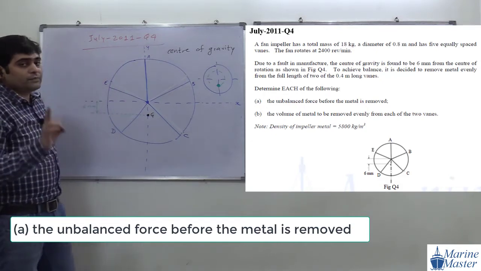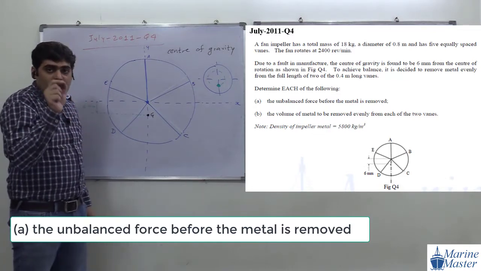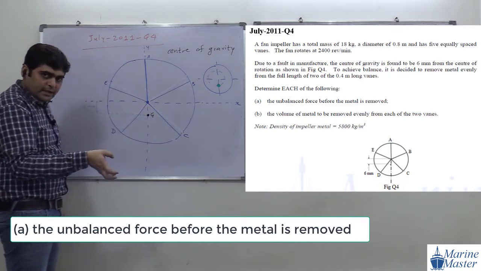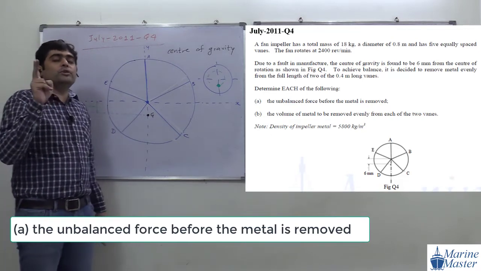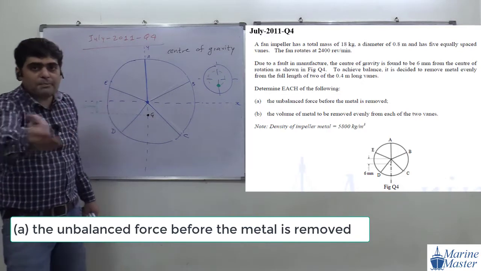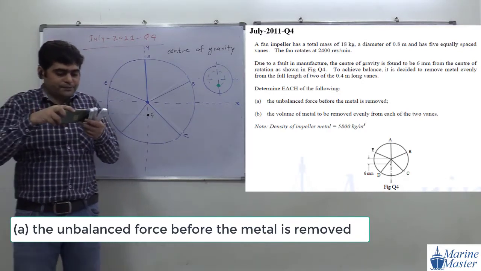But before that, what they are saying in the second paragraph is that we are going to remove material for balancing this system. Due to shifting, unbalance will be created, and for the balancing of the system, we are going to remove material from 2 vanes. Which vanes, we will see in the B part. But now see the A part, what they are asking us.